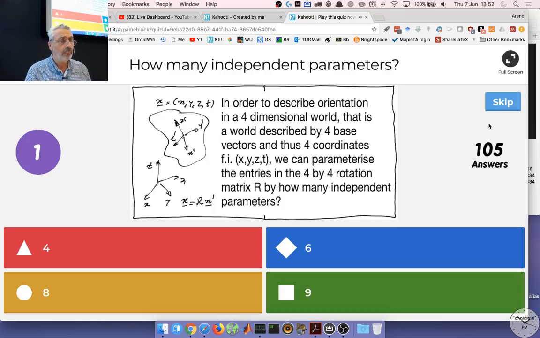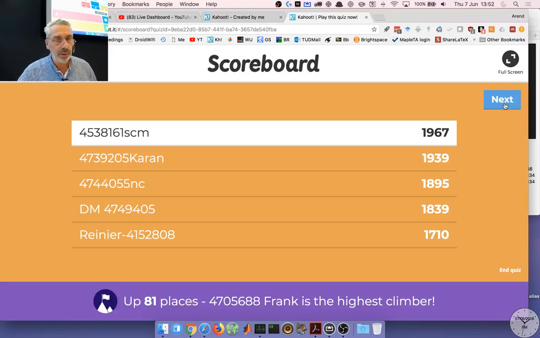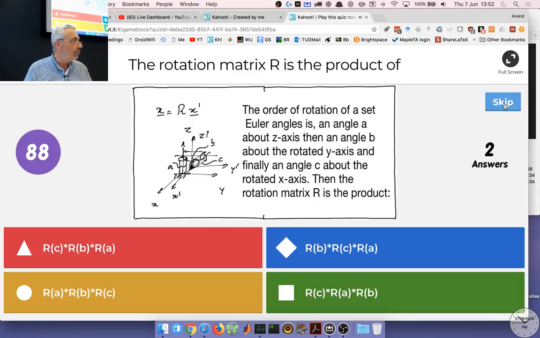Okay. Pretty good. Six, of course, because with those four base vectors you can build six orthogonal planes. The rotation matrix is the product of. Remember, there's this order in the multiplication, and it's always the other way around from how you think it is. I always have trouble with the order. Is it ABC or CBA or BCA?